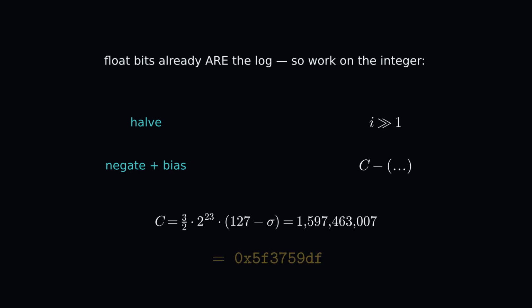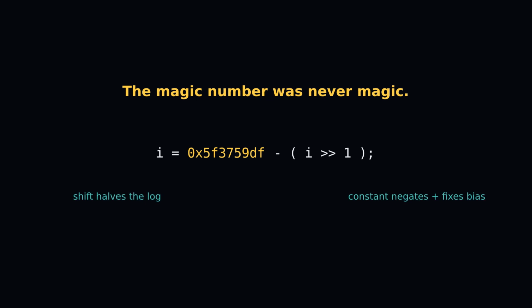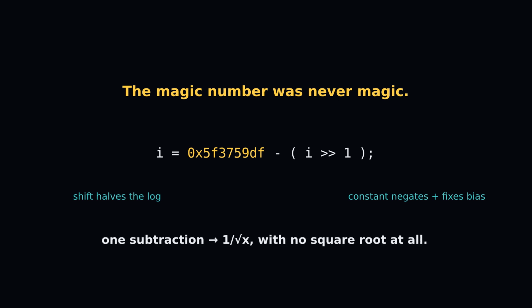1,597,463,007. In hexadecimal, 0x5F3759DF. There it is. The magic number was never magic. It's 3 halves times 2 to the 23 times 127 minus a tiny correction, the exact offset that makes negate and halve the logarithm land on the right bits. The shift halves the log. The constant negates it and fixes the bias. One subtraction and you've computed 1 over a square root without ever taking a square root.